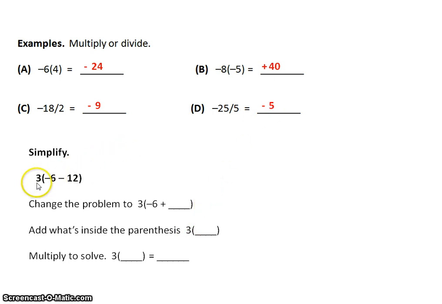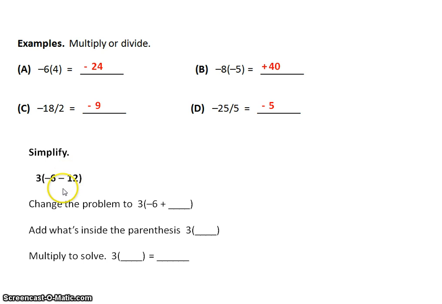Now let's take a look down here. We've got negative 3 times the difference of negative 6 and 12. Now first, we need to simplify what's in parentheses. So we try to do any math we can inside the parentheses first. So first we're going to keep the negative 3 on the outside. Now notice that inside we're asked to subtract. We can change a subtraction problem into an addition problem by the process of adding the opposite.